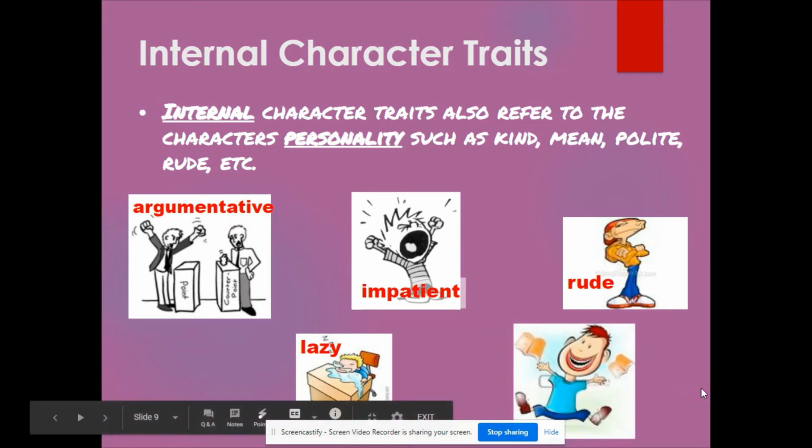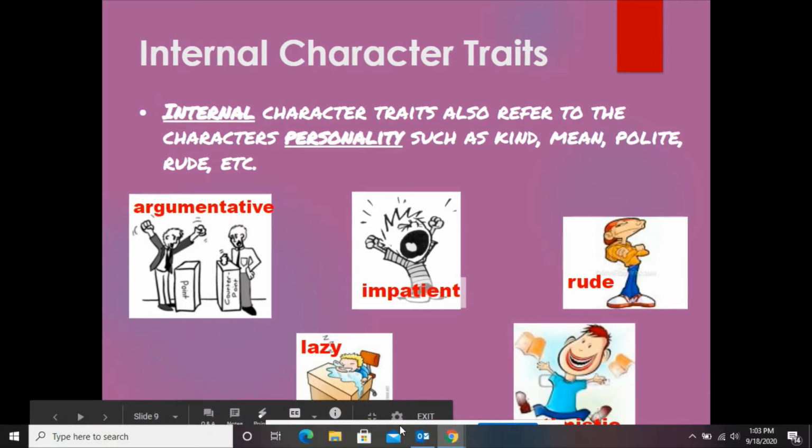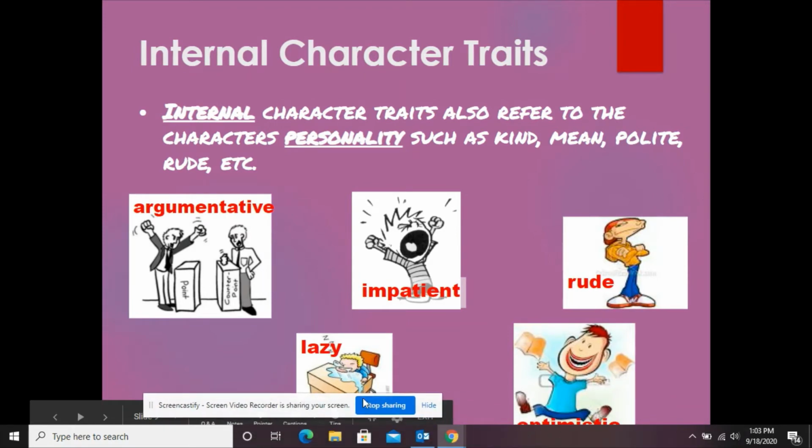And what about this fellow? Well, he can be extremely optimistic. Yes, he can be really optimistic. So all of these things, they happen inside our characters. And we can guess by looking at their actions or reading the words, either reading the words in the book or watching the movie and seeing what they say.